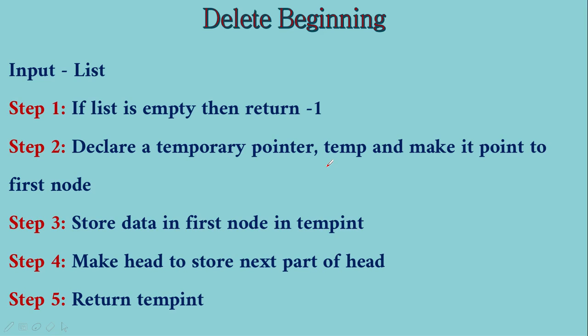So let us see the algorithm. As I told you, the input is going to be a list, and you are checking here if the list is empty, then you are going to return -1. I have to return something, so I am returning -1, and also you have to set the error flag. Both things should happen, and otherwise you will come to step 2.